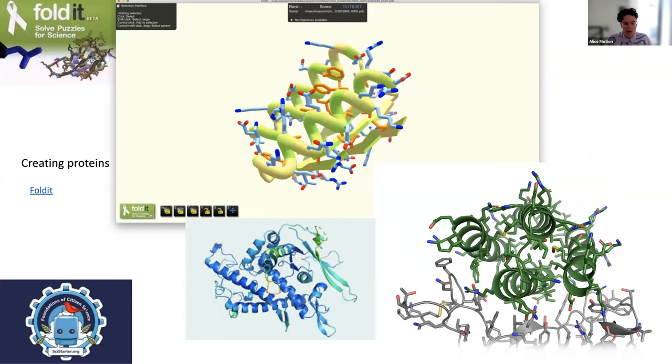Foldit is an online computer game where people are tasked with trying to fold proteins and to try and understand protein structure, which is still a challenging thing to do, although AI methods are fast approaching or have been developed and are emerging in this space. And you can learn how to play this game and fold proteins online.